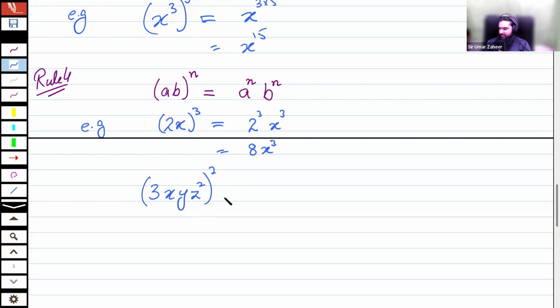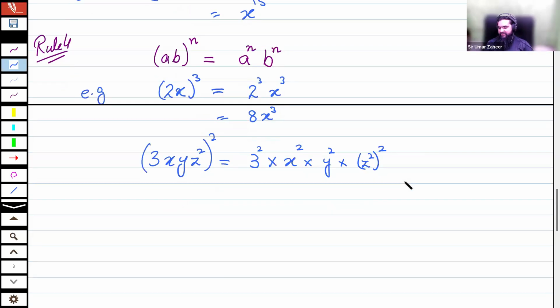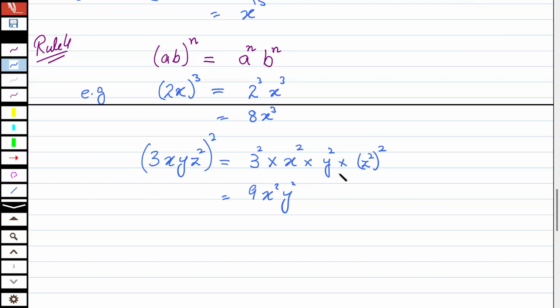How can we write it? We can write 3 raised to power 2, and x raised to power 2, y raised to power 2, and z raised to power 4. 3 square will be 9, it will be x square, y square, and the power on the power will be multiplied, so it will become 4. Any question?